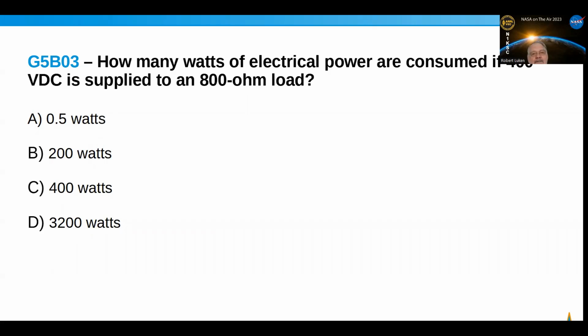So how many watts of electrical power are consumed if 400 volts DC is supplied to an 800 ohm load? So we have voltage E and resistance R. So we have to use one of those derived formulas.